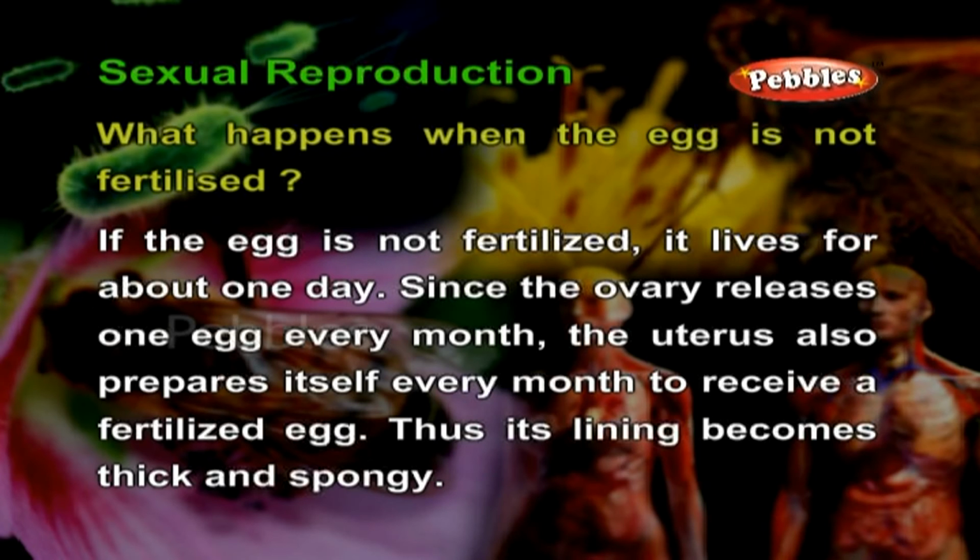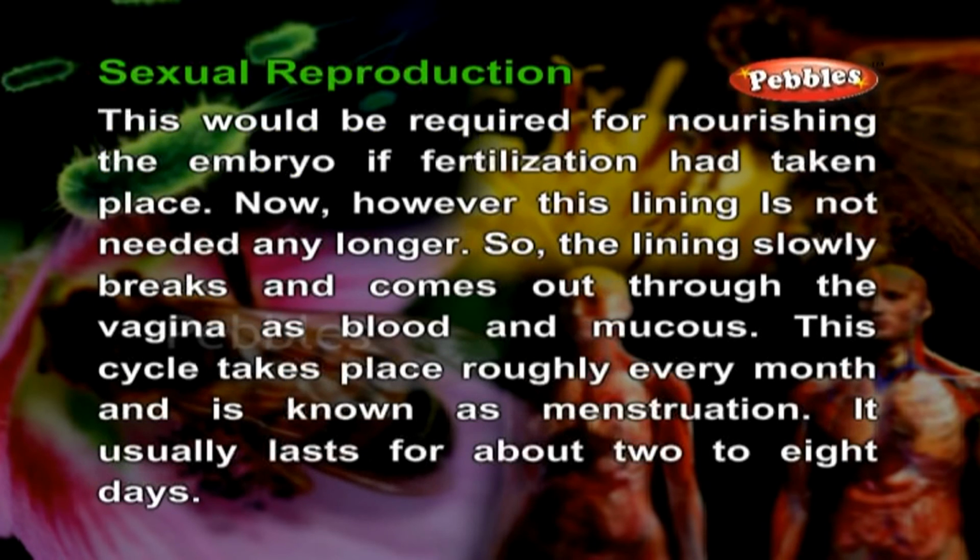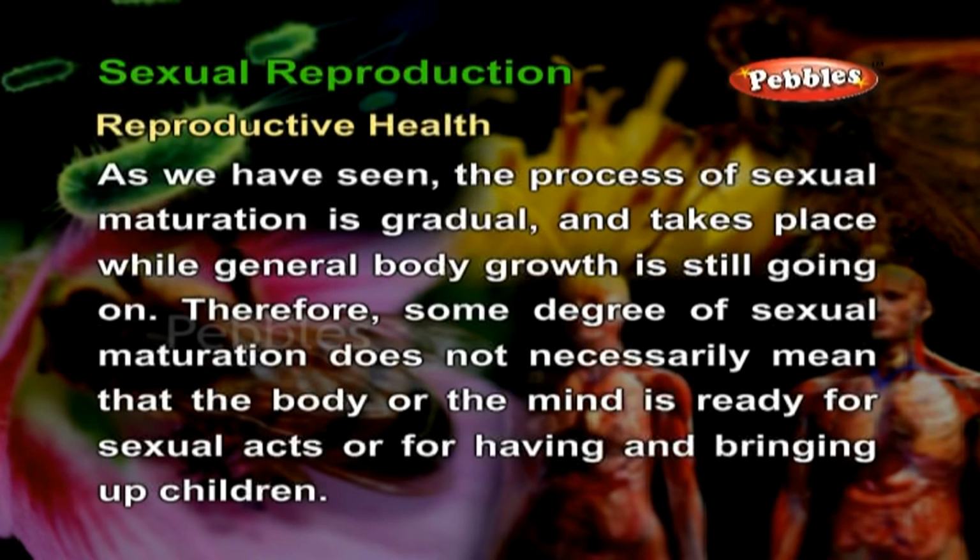Thus, its lining becomes thick and spongy. This would be required for nourishing the embryo if fertilization had taken place. Now, however, this lining is not needed any longer. So, the lining slowly breaks and comes out through the vagina as blood and mucus. This cycle takes place roughly every month and is known as menstruation. It usually lasts for about 2 to 8 days.